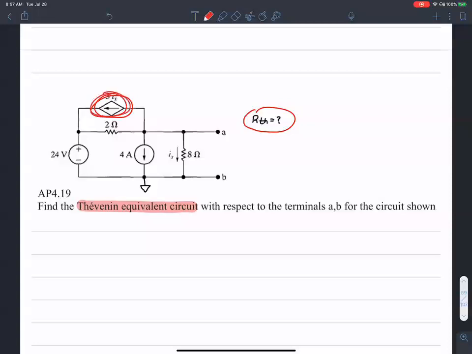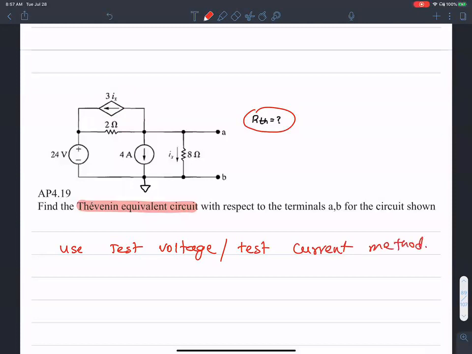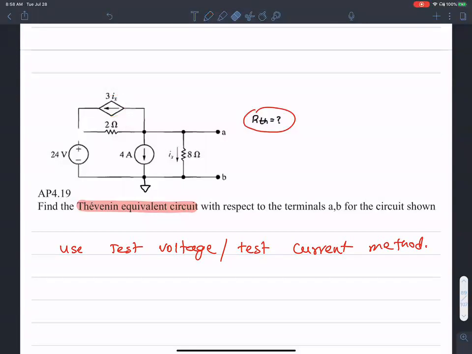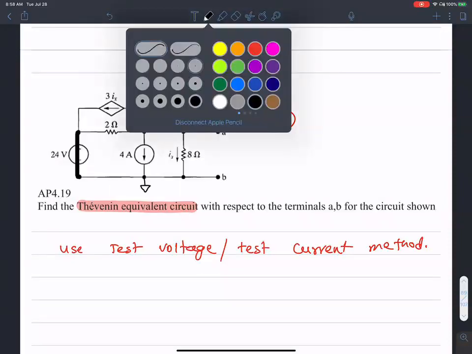By noticing that there is a dependent voltage source, we have to use the test voltage, test current method. What's the first step in the test voltage, test current method? The first step is to deactivate this voltage source, and apply a test voltage here.